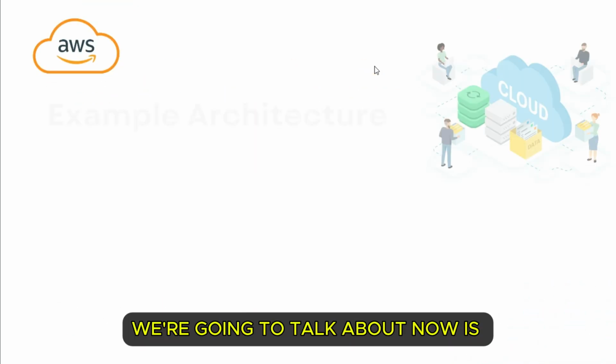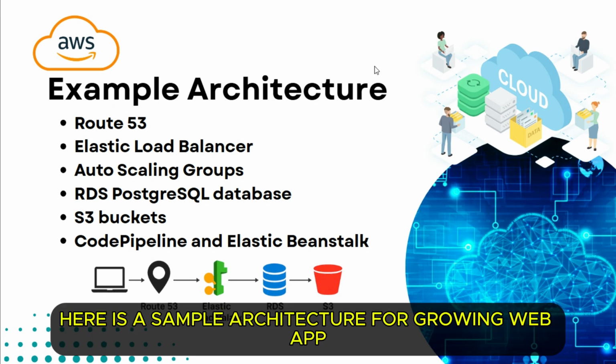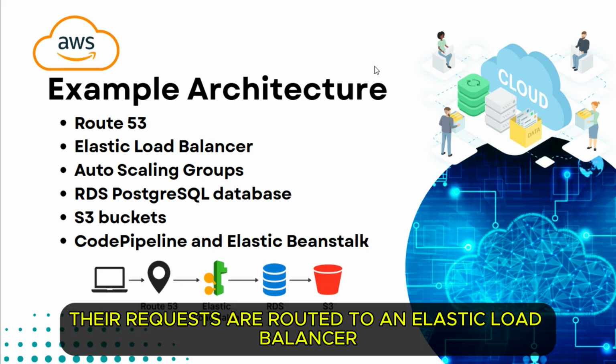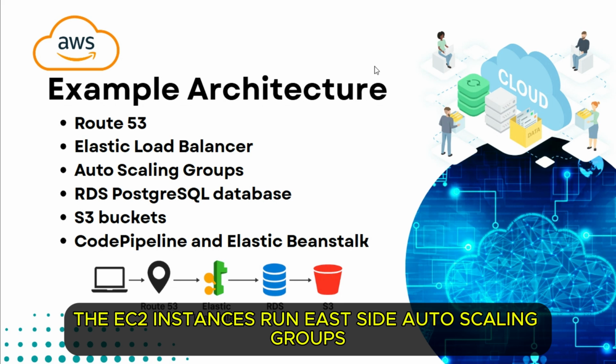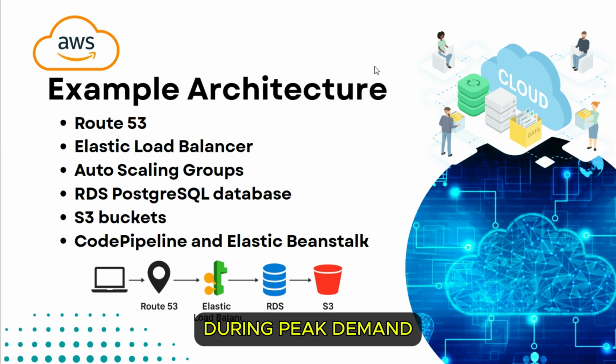The next step we're going to talk about now is the example architecture. As you can see in this diagram, here is a sample AWS architecture for a growing web app. Users can easily connect through Route 53. Their requests are routed to an Elastic Load Balancer, which distributes traffic across multiple EC2 instances. The EC2 instances run inside auto-scaling groups, so more servers are added automatically during peak demand.